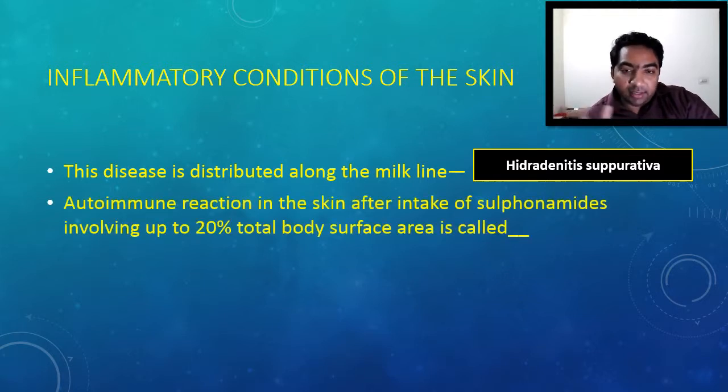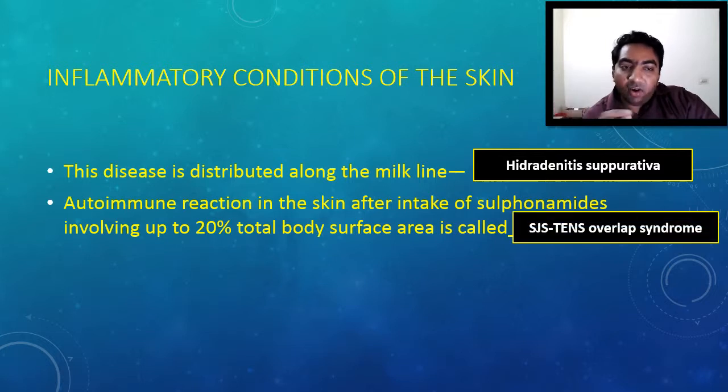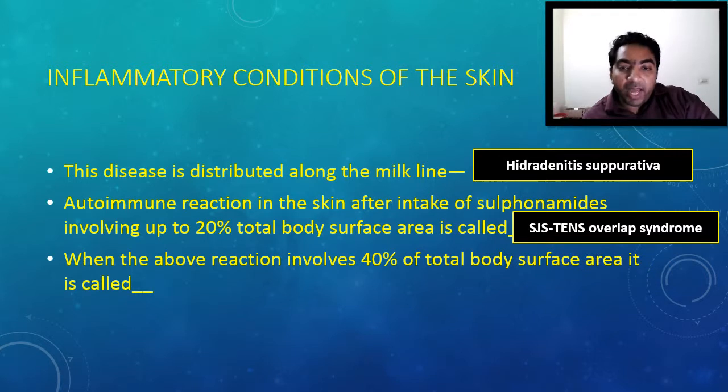Autoimmune reaction in the skin after the intake of sulfonamides involving up to 20% of the total body surface area is called what? Less than 10% is called Stevens-Johnson syndrome. More than 30% is called toxic epidermal necrolysis. So 20% is SJS-TEN overlap syndrome. When the above reaction involves 40% of the total body surface area, it is more than 30%, so it is called toxic epidermal necrolysis.